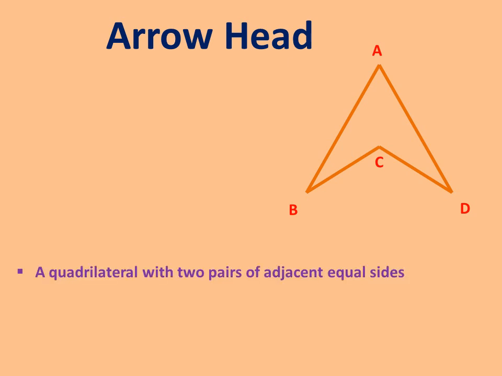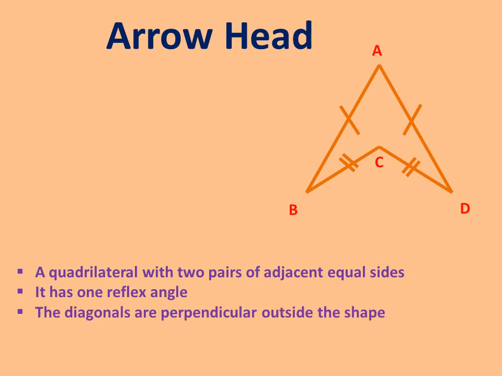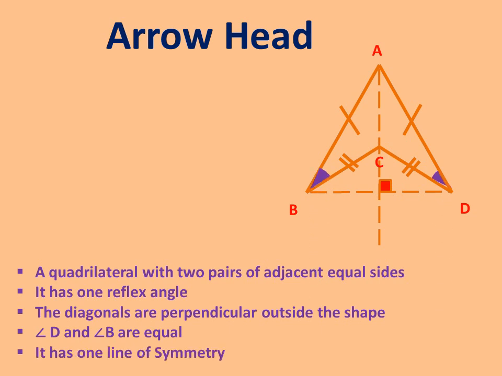Arrowhead is a quadrilateral with two pairs of adjacent equal sides. Side AD and side AB are congruent, side CD and side CB are also congruent. This shape has one reflex angle, which is angle C. If you see inside the shape, angle C is greater than 180 degrees, so we name it as reflex angle. The diagonals in this shape are perpendicular but outside the shape. Angle D and angle B are congruent, means they are equal, and it has one line of symmetry.